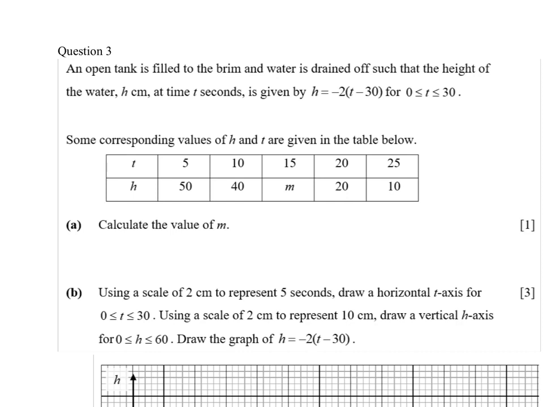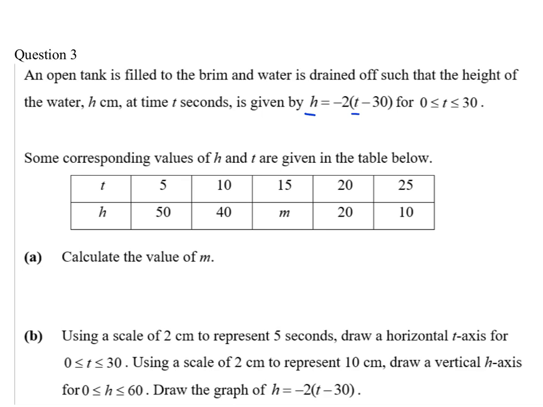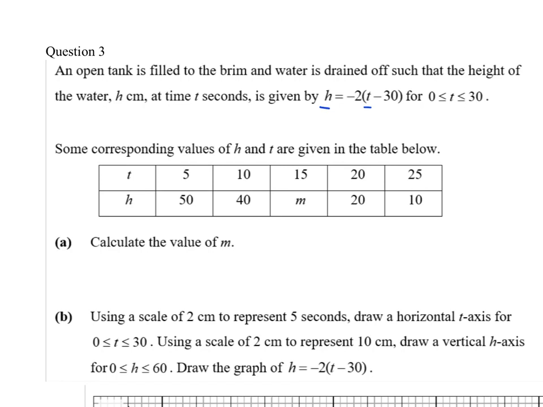Now you notice our normal straight line equation is y equals mx plus c. But where is the y and where is the x? There's no y and there's no x. In this case, it's just given by h and t. So it means certain things. Let's take a look at some of the corresponding values. The t is the time in seconds, and h is the height in cm.